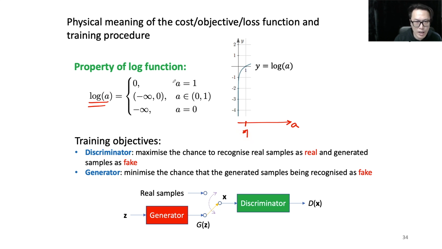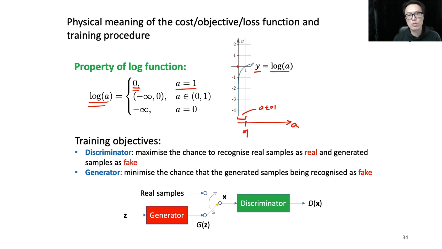When a is 1, this point, feed it into this log, the y value would be 0 right here. If the a value is in this range, 0 to 1, we will find that the log value, that is y, will be in the range of 0 to 1.